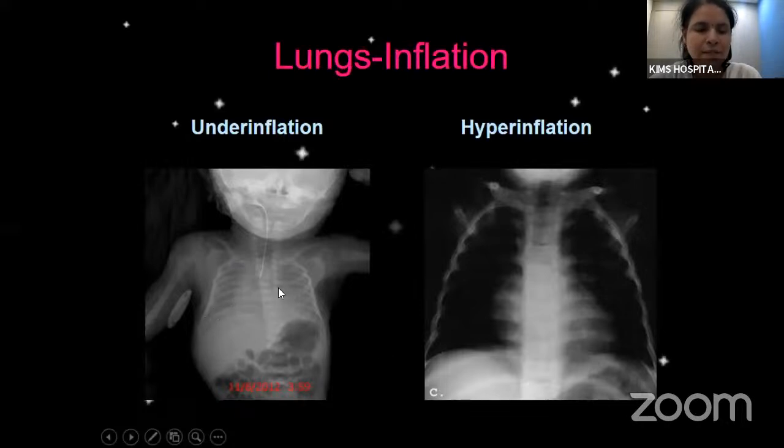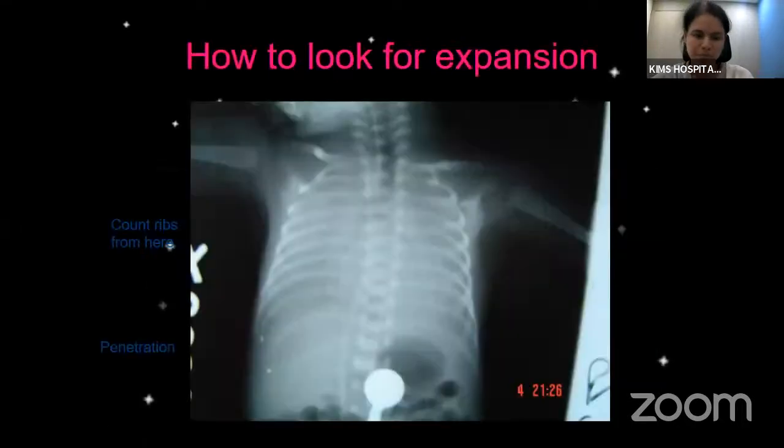And if it is less than 6 intercostal spaces, clearly it qualifies for underinflation, whereas anything more than 8 posterior intercostal spaces is taken as hyperinflation. While the baby is on high frequency oscillation ventilation, we consider that up to 9 posterior intercostal spaces is taken as normal. So how to look for expansion?